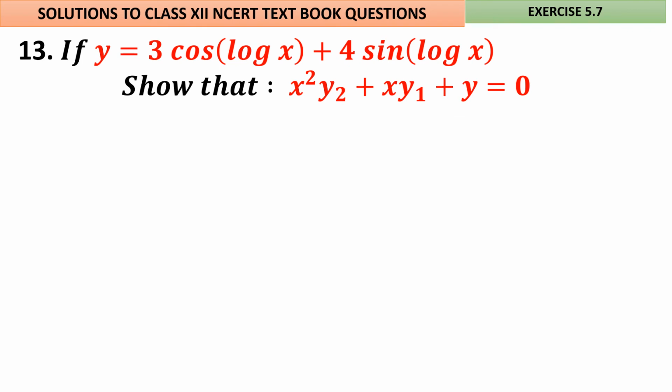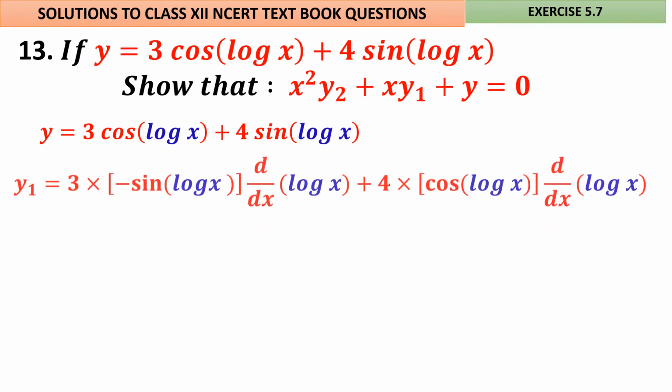Question number 13. You see here we have been asked to prove an equation. But always remember, by seeing the equation you know that you have to find y2, you have to find y1, and put them in this equation and show that the right hand side is 0. There is no need for it. While in the process of doing the differentiation itself, in the process of doing the second derivative itself, you will reach that equation. Let us see it. First, let us start with y is equal to 3 of cos log x plus 4 sin log x.